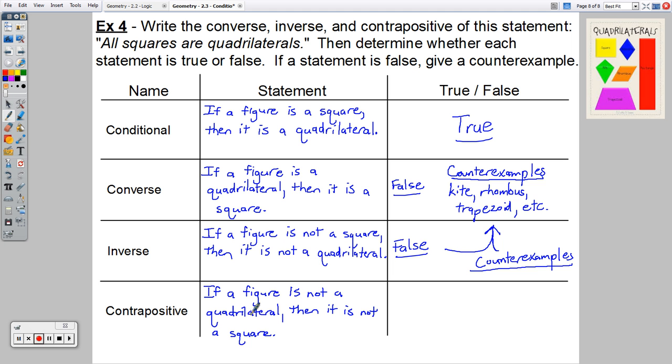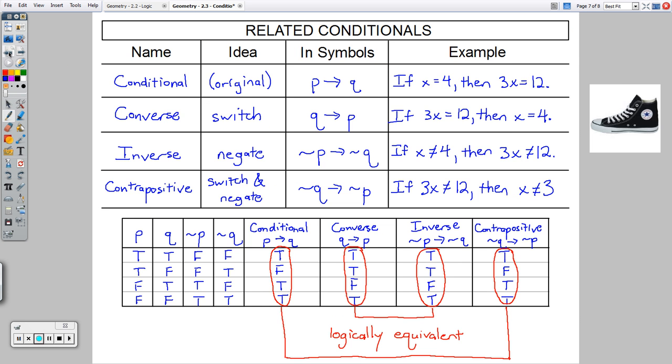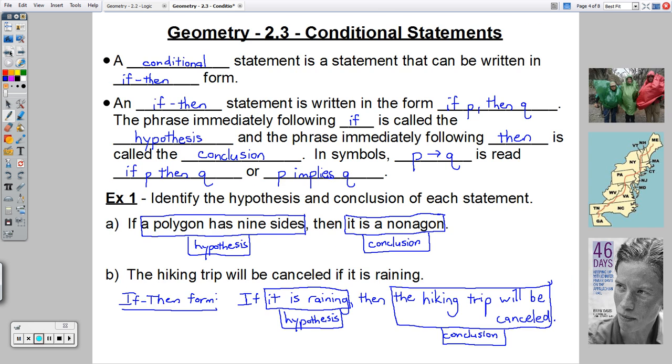So a figure that's not a quadrilateral, so a shape or a polygon that does not have four sides, pentagon, hexagon, heptagon, triangle, a segment, a point, then it is not a square. None of those things are going to be squares. If you have something that's not a quadrilateral, it cannot be a square. So this would be a true statement as well. And that will do it for this lesson. That's 2.3 in a nutshell.